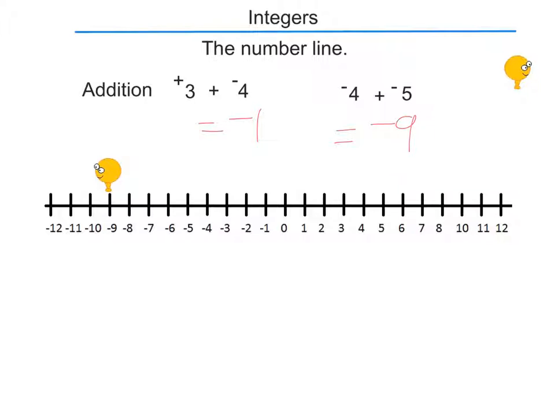So the way to think of it is that whenever you're moving along the number line, you're facing the direction of the sign. If it's a positive number, you should be facing in this direction, positive direction, to the right. If it's a negative number, you should be facing in the negative direction to the left. And then just move that many places forward in the direction you're facing.